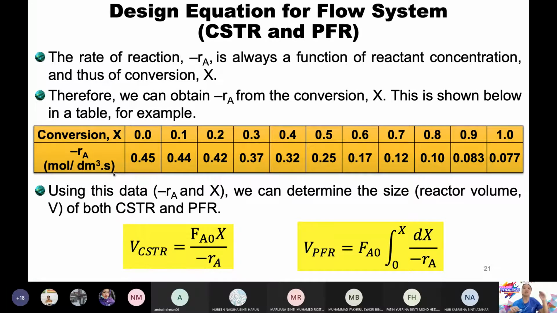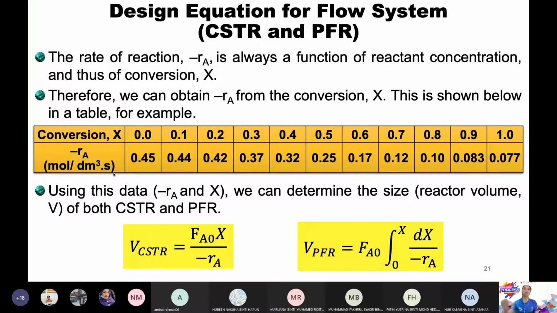So imagine you got the table, X melawan minus RA, the information in the form of table, and the chemist provides you information and you're supposed to design or upscale the reactor into a continuous system. Ini kalau saya nak design PFR dan CSTR using this information, how big my reactor will be. Okay, so this is what we're going to learn today. Ada information dalam bentuk table ni, kita nak cari volume PFR dengan volume CSTR. We want to know how big my reactor should be.